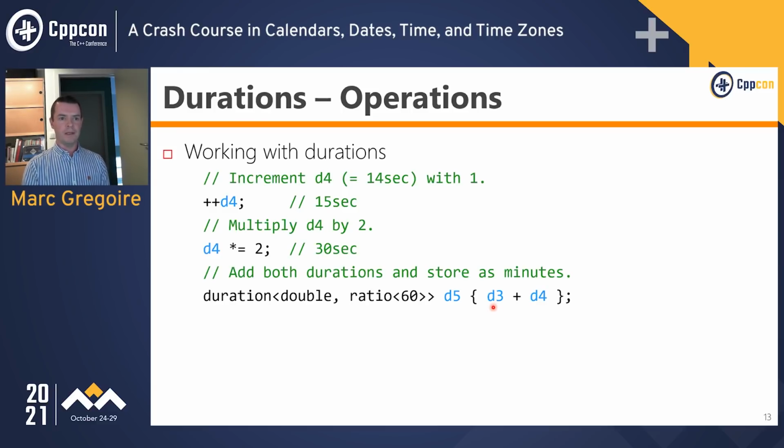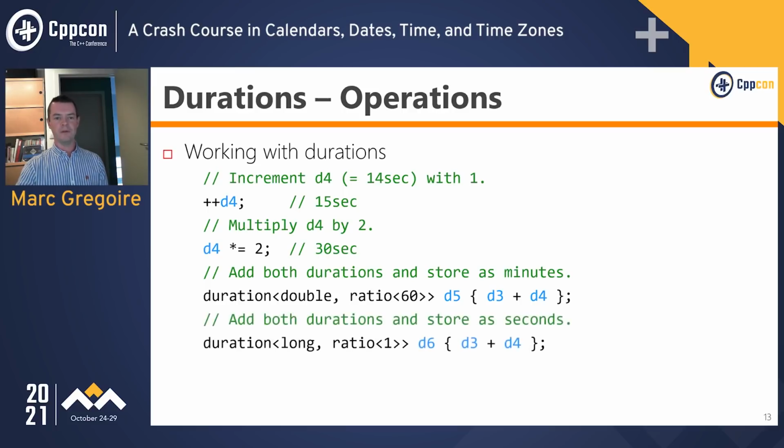Now I can add two durations and store the result with a precision of minutes. So I'm adding D3 and D4 together, storing it in D5, and I say one tick should be 1 minute. But here, of course, since adding D3 and D4 together can result in a non-integral value, you have to make sure that you're using a floating point type here to represent the number of ticks.